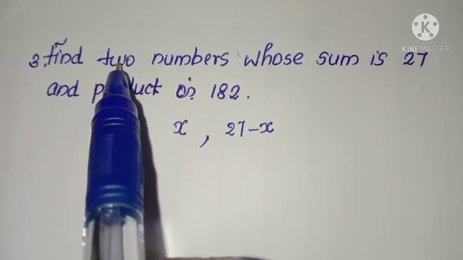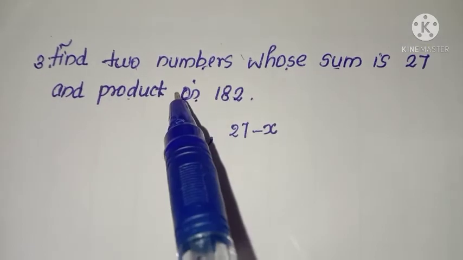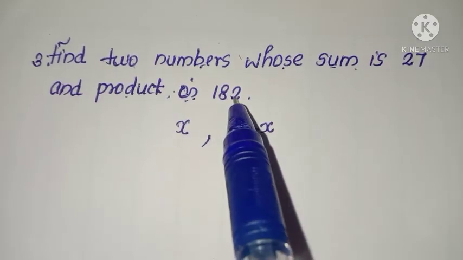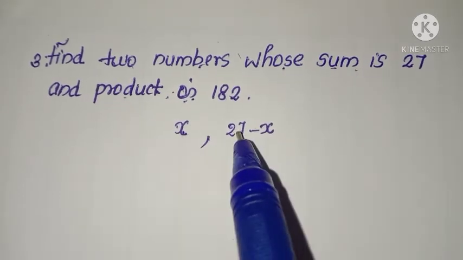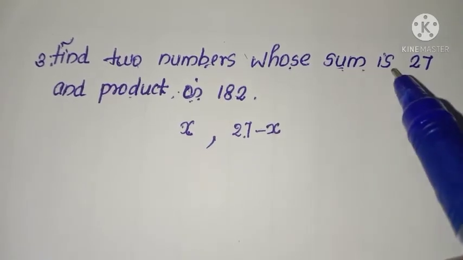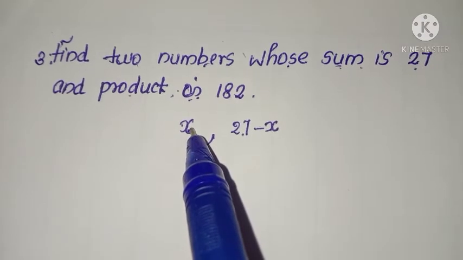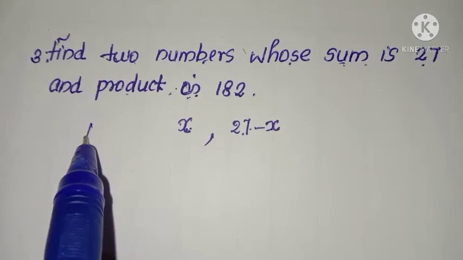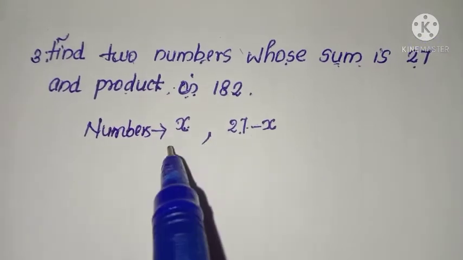Listen, our question is find two numbers whose sum and product is given. Sum is 27 and product is 182. So let us consider the numbers as x and 27 minus x, because the sum of two numbers is 27, that is given. If one of the numbers is x, then the next number is 27 minus x. So these are the numbers x and 27 minus x.